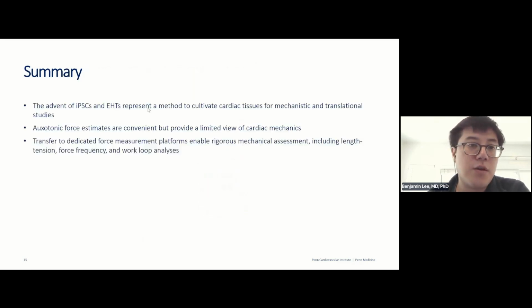And so, in summary, we're really excited that the development of iPS-derived cardiomyocytes and engineered tissues has given us a method to cultivate cardiac tissues for both mechanistic and translational studies, and that auxotonic force estimates, while elegant and able to provide measurements throughout the length of culture, provide a limited view of cardiac mechanics, and that transfer to dedicated force platforms enables more rigorous mechanical assessments, including ones that I've shown today: length-tension, force-frequency, and work loop analyses.